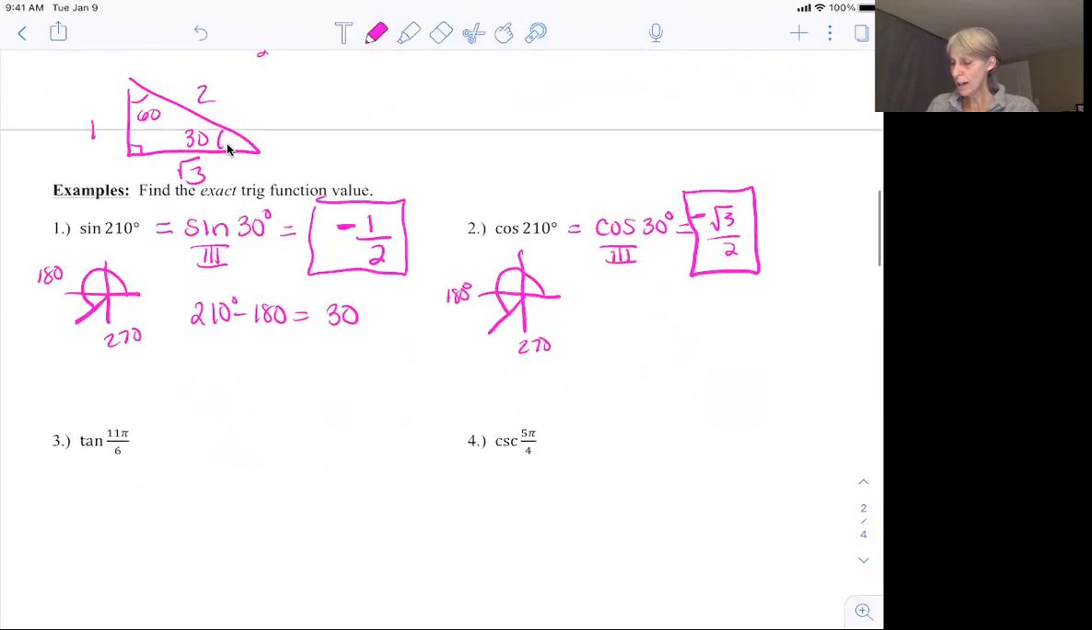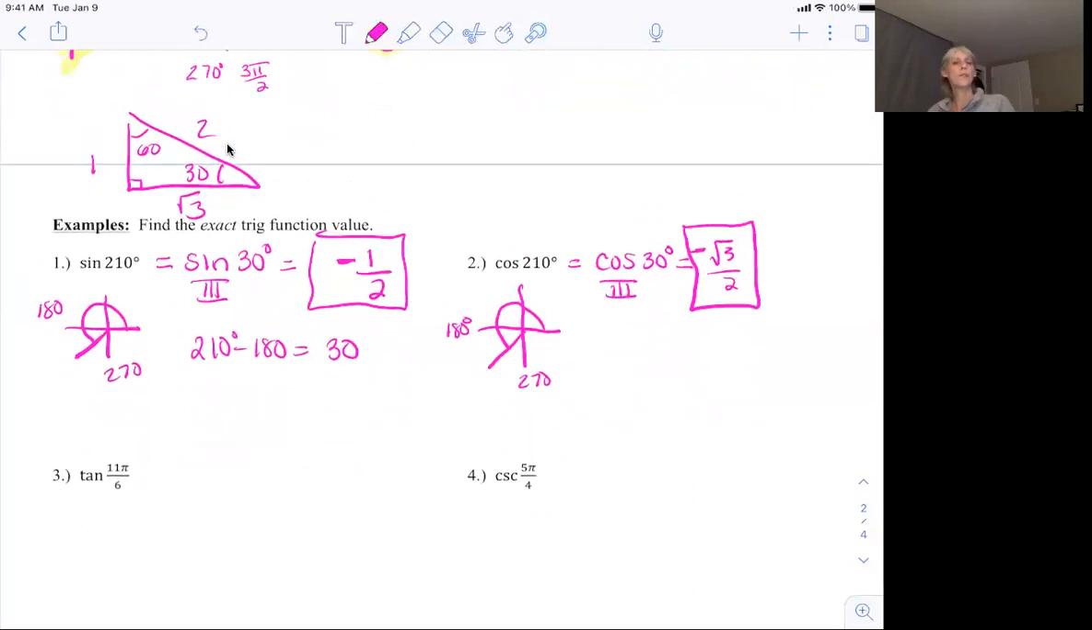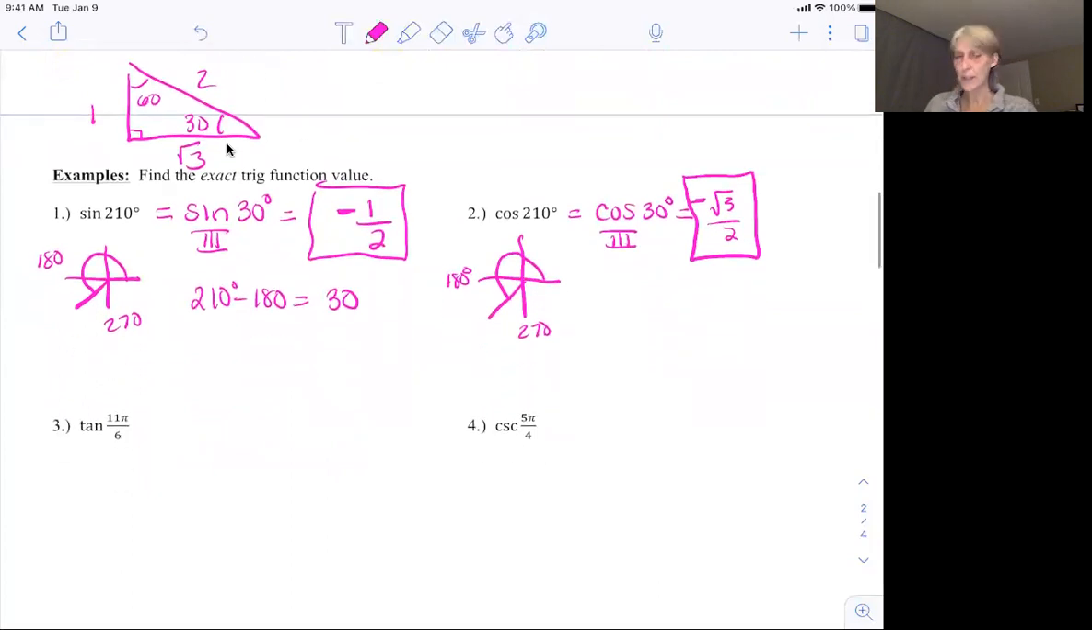Tangent of 11 pi over 6. Oh, I'm jumping to a difficult one right away. So the tangent of 11 pi over 6, now we want to think about this. My brain doesn't work in radians. I'm going to convert this: 11 times 180 divided by 6. Well, 180 divided by 6 is 30. 11 times 30 is 330. So it's the same as setting up a function value for the tangent of 30.